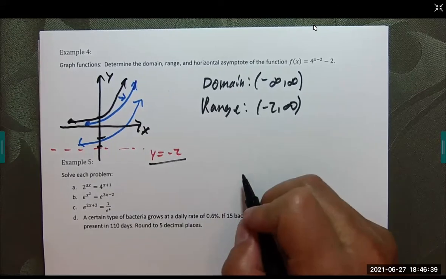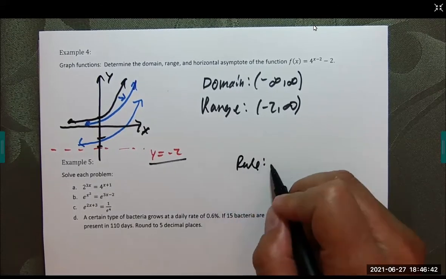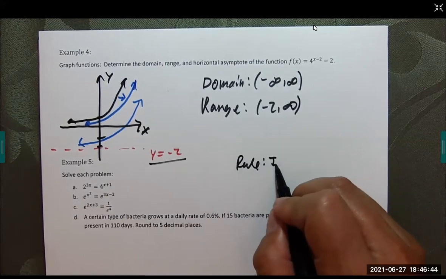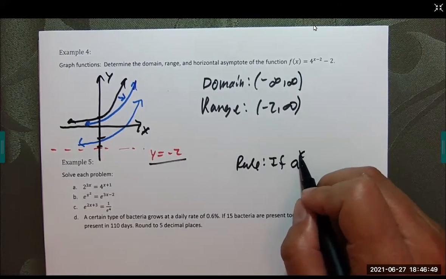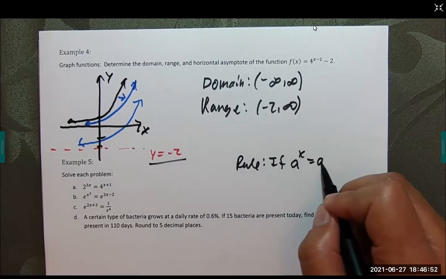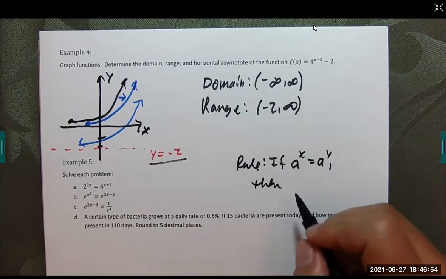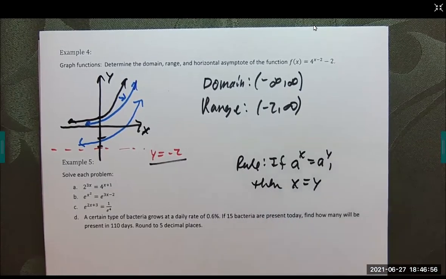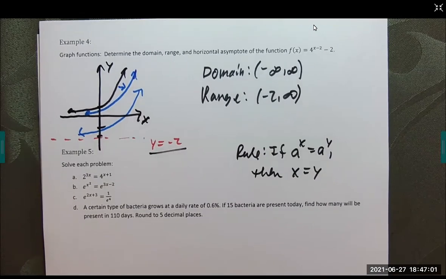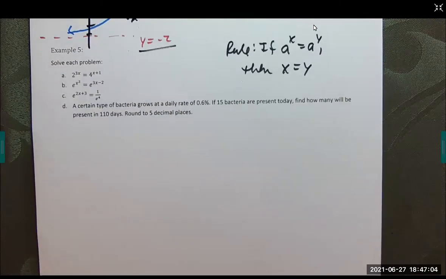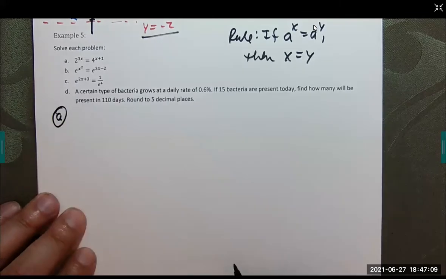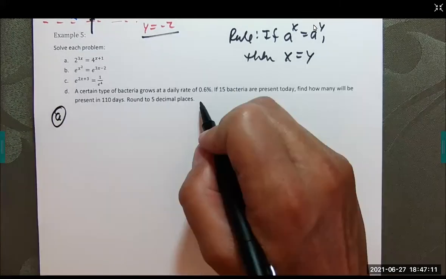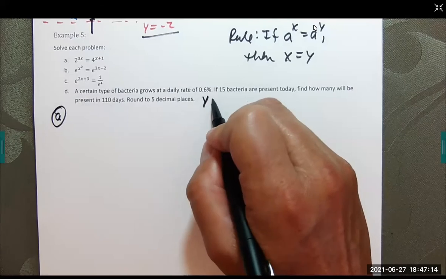We have a rule. It says if a to the x equals a to the y, then x must equal y. Meaning if the bases are the same, then the exponents must be the same as well. So let's start with a here. Oh, and by the way, this last one here, for some reason I erased it on mine. Yours should have it back.